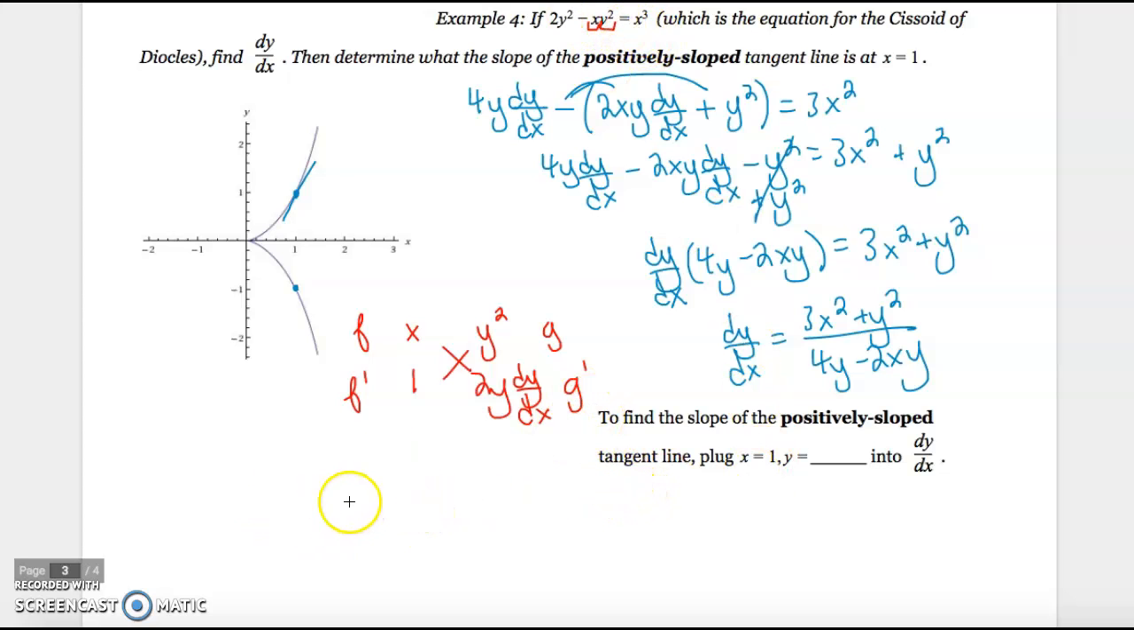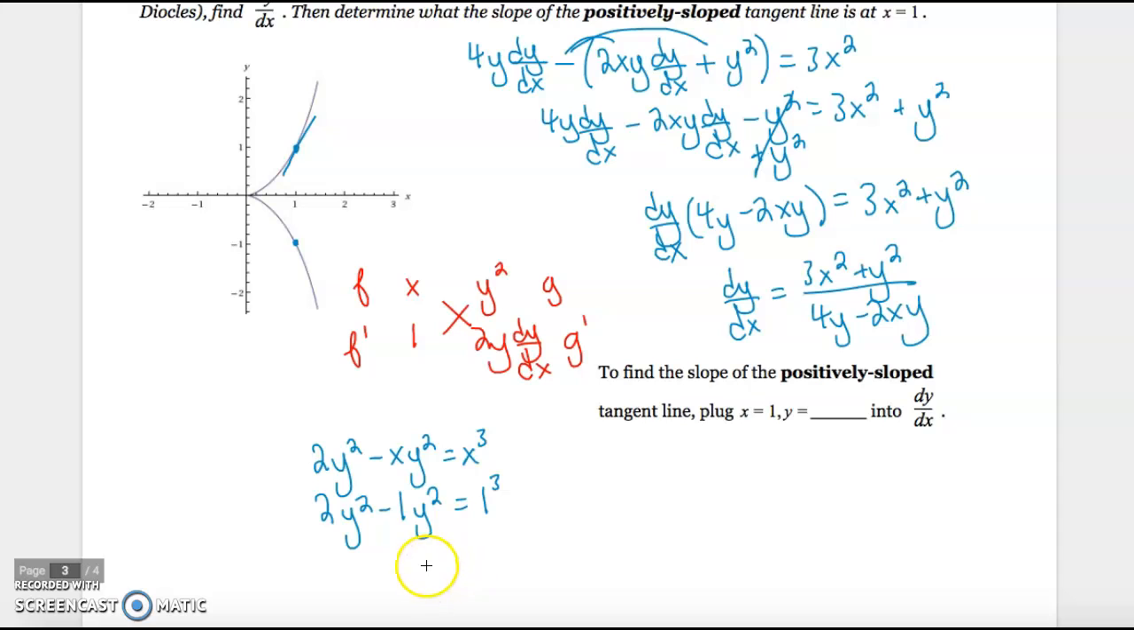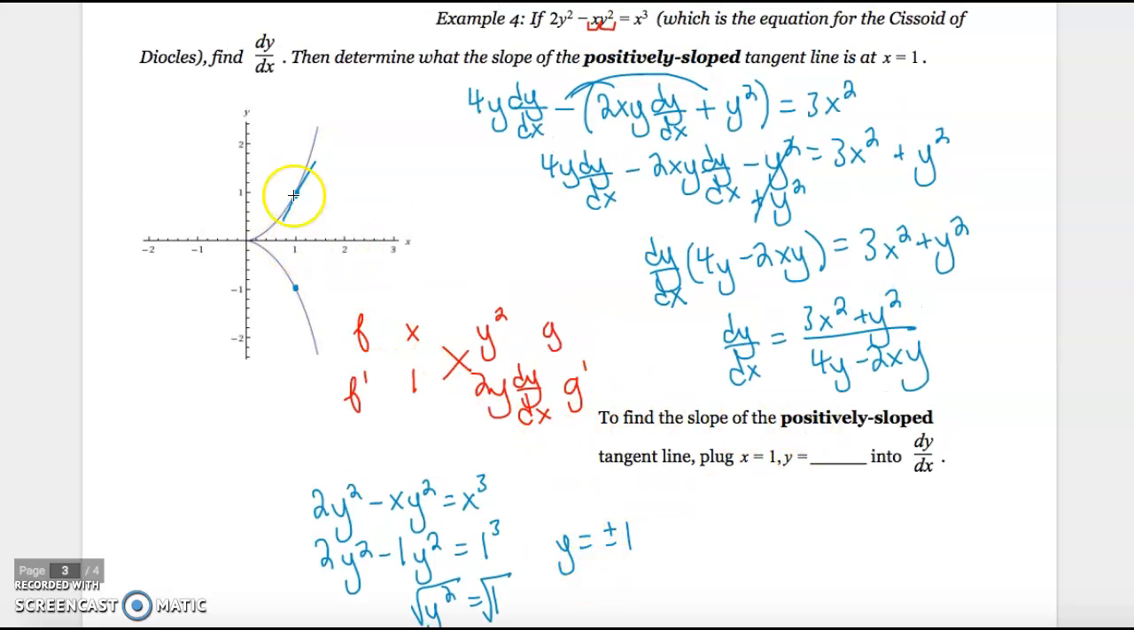So my regular equation was 2y squared minus xy squared equals x cubed, and I'm plugging in x equals 1. So I get 2y squared minus 1y squared equals 1 cubed. And so there, 2y squared minus y squared would give me just a y squared, and I would get 1. And then you square root it. Your two y values that you get out, that means y would equal plus or minus 1. But which one of these produces a positive slope? Well, my 1 value or my negative 1 value?